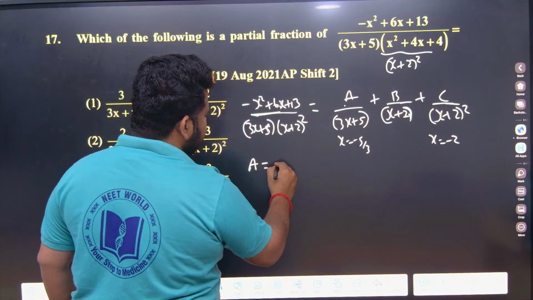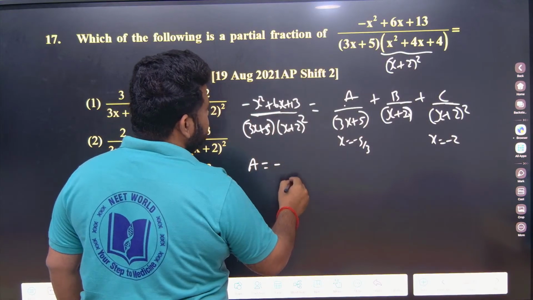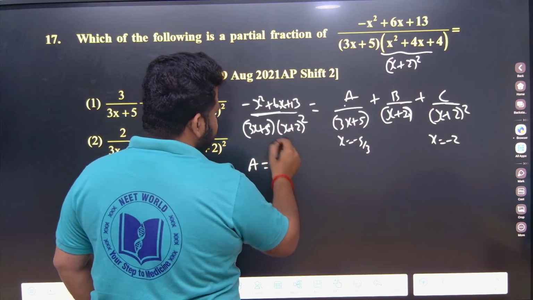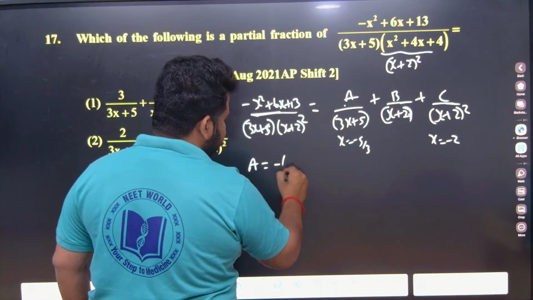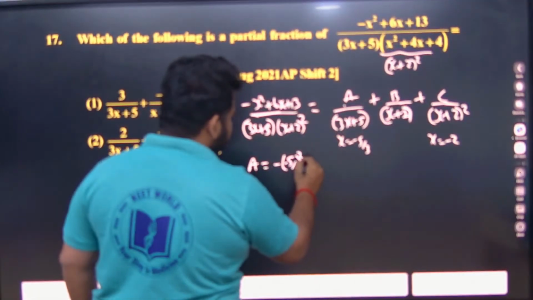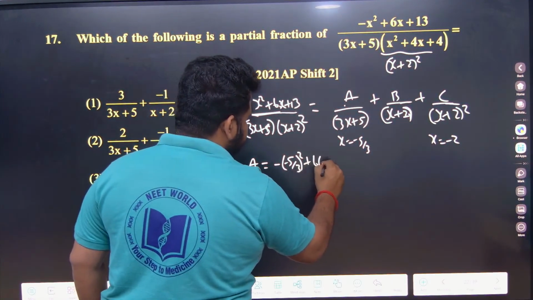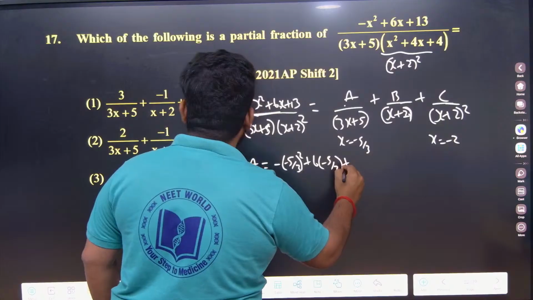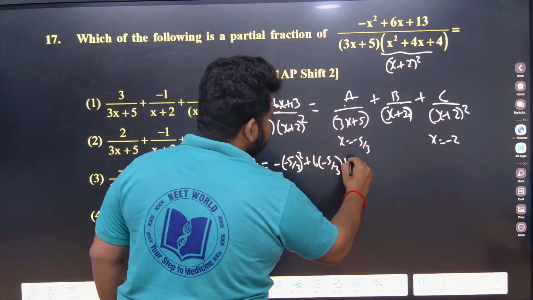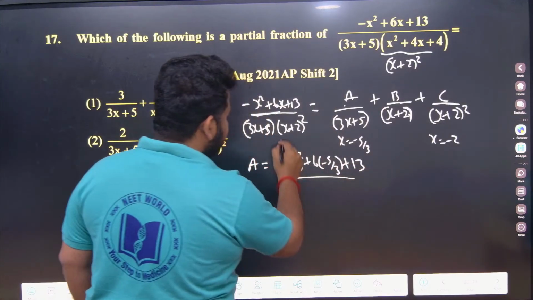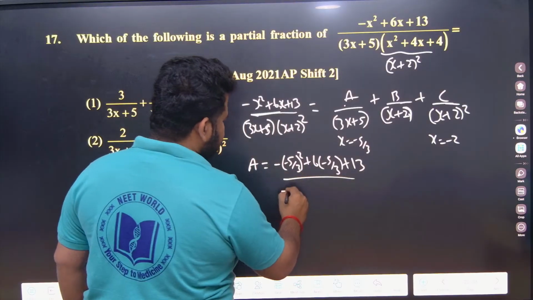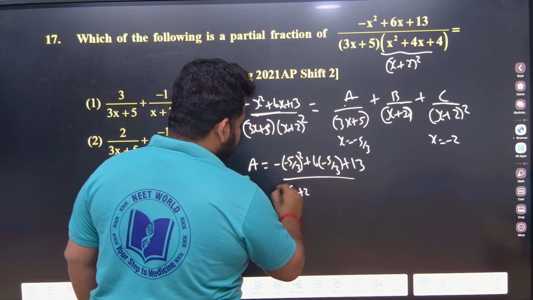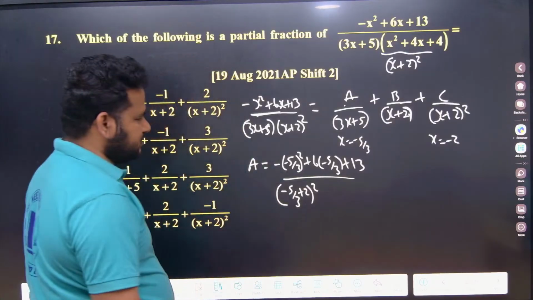So this will be minus 5 by 3 whole square, plus 6 into minus 5 by 3, plus 13, divided by what is this I am having? x plus 2. x plus 2 means minus 5 by 3 plus 2 whole square. Plus 2 whole square, this is what I am having.